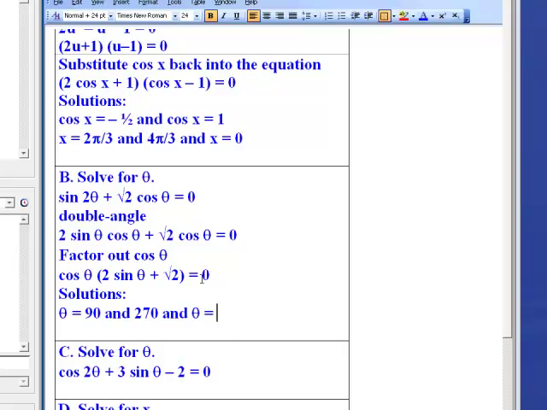And theta is going to come out to, well, this is sine theta equals negative the square root of 2 over 2. So that'll put us at a reference angle of 45 degrees. And with that negative, we're in the third or the fourth quadrant. So we're at 225 and 315 degrees.